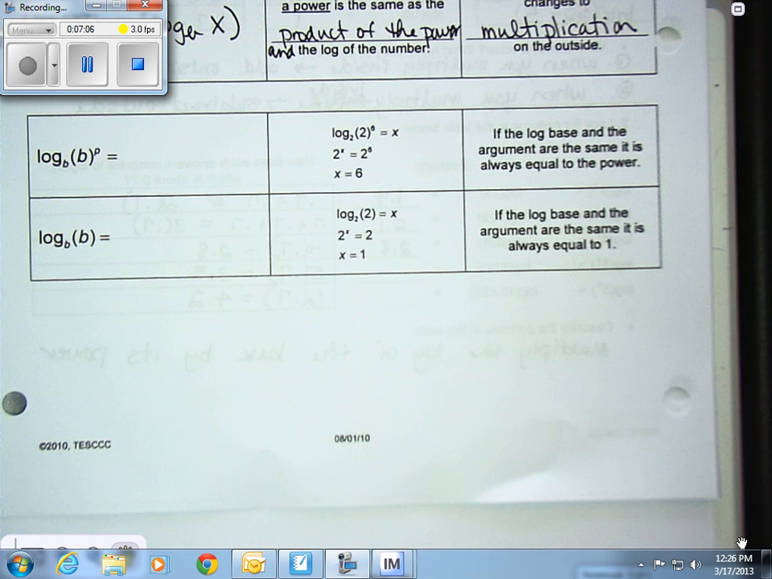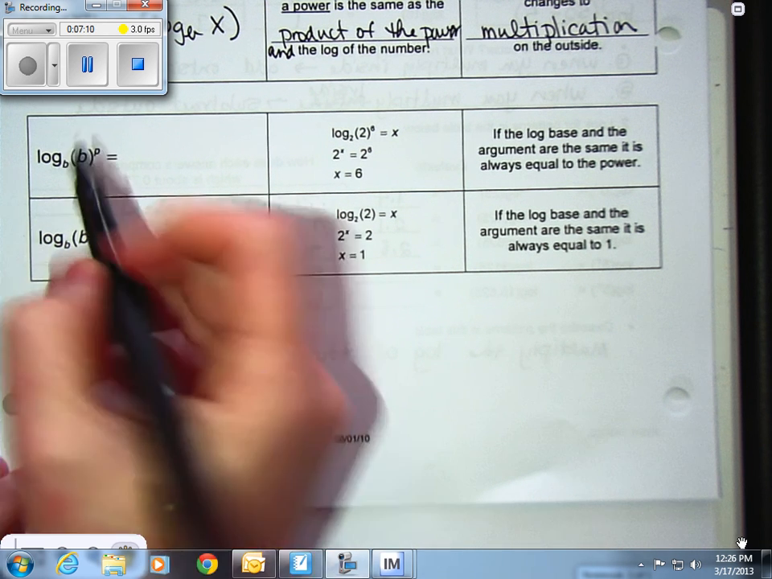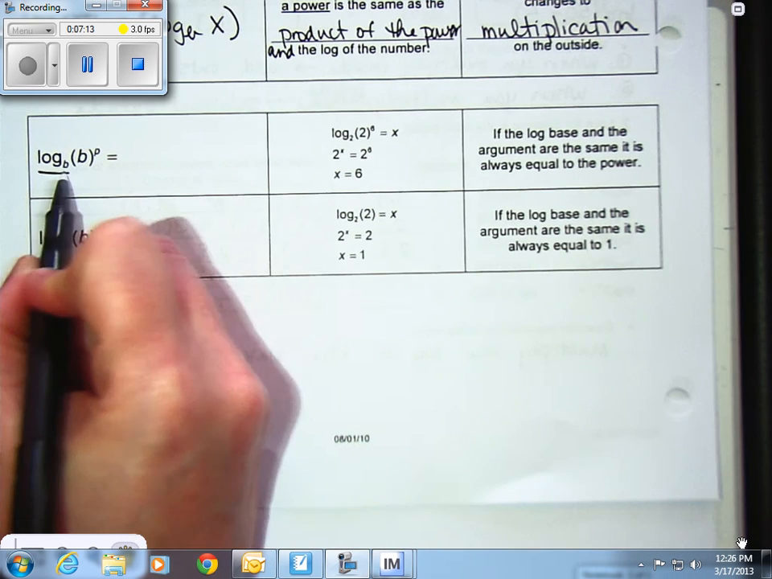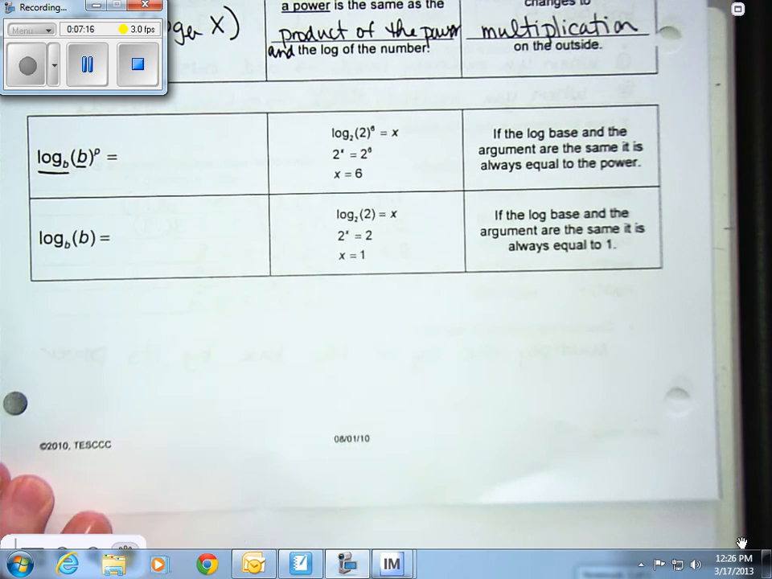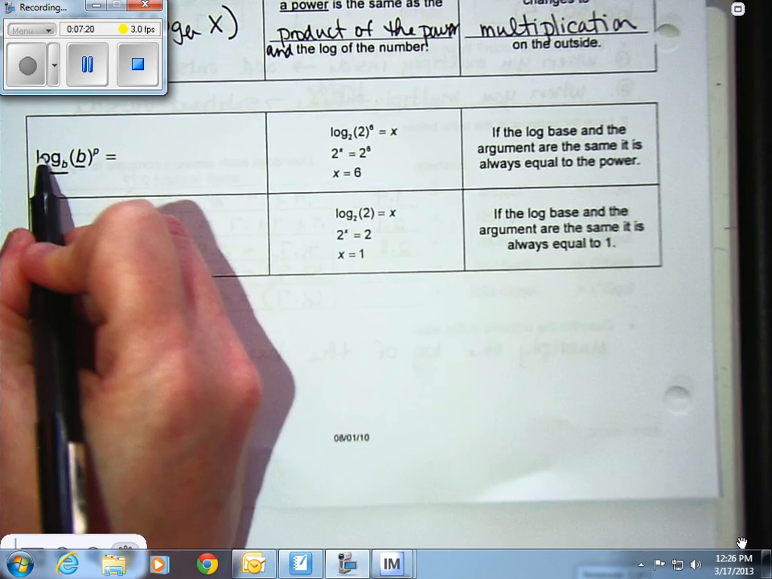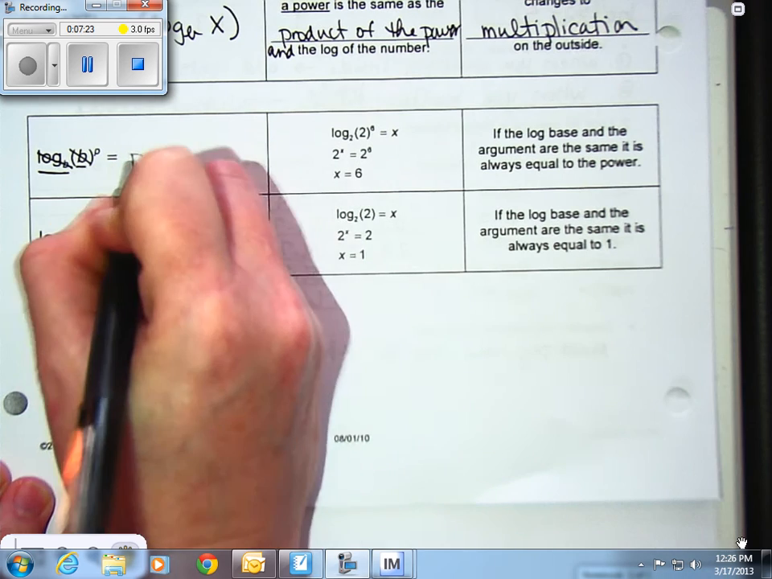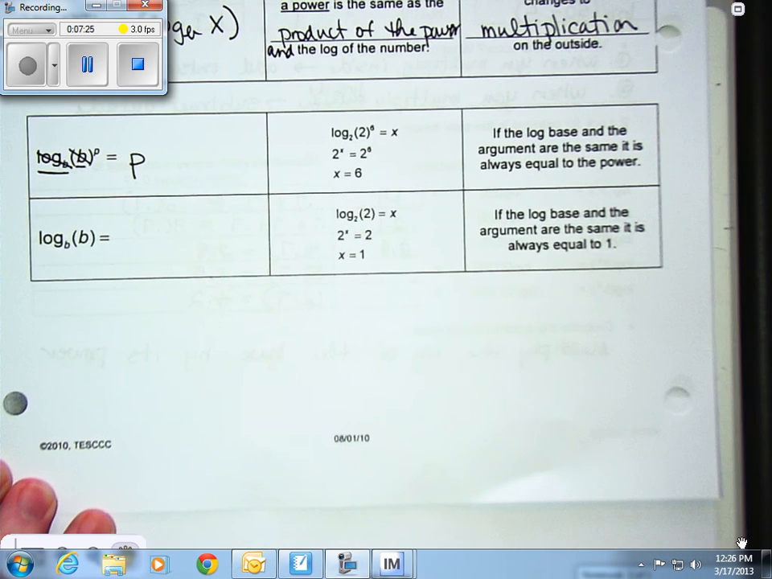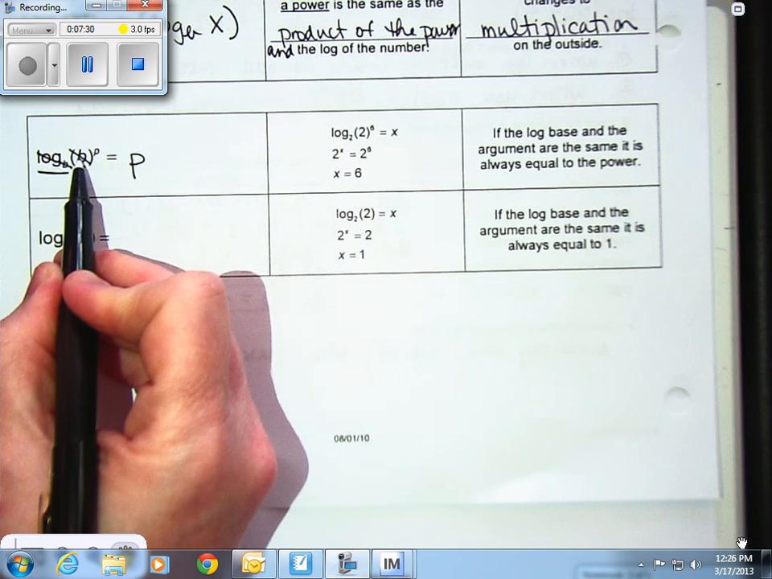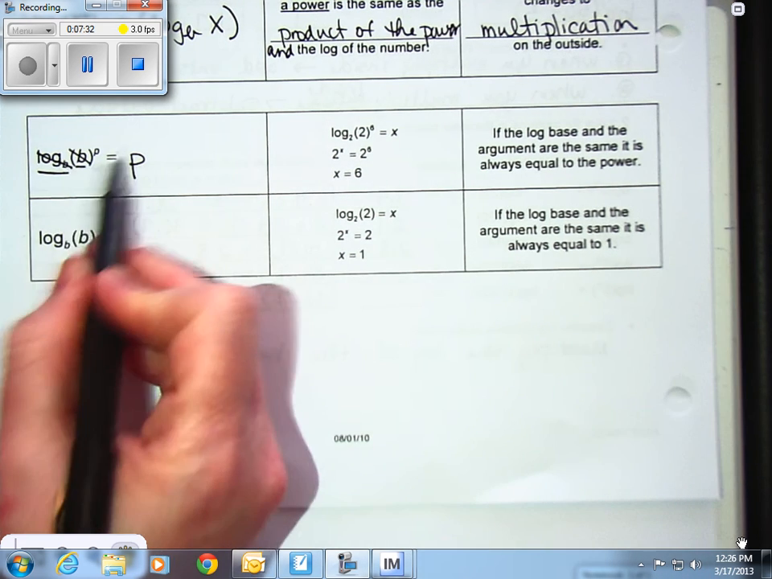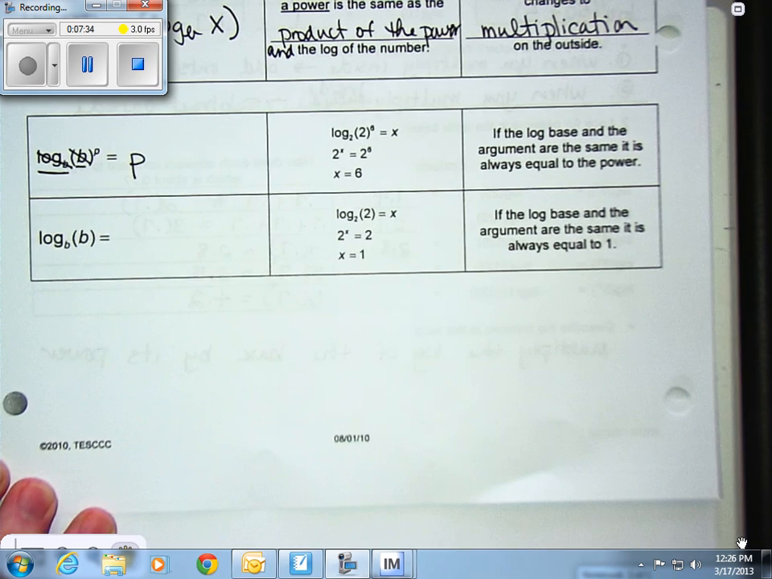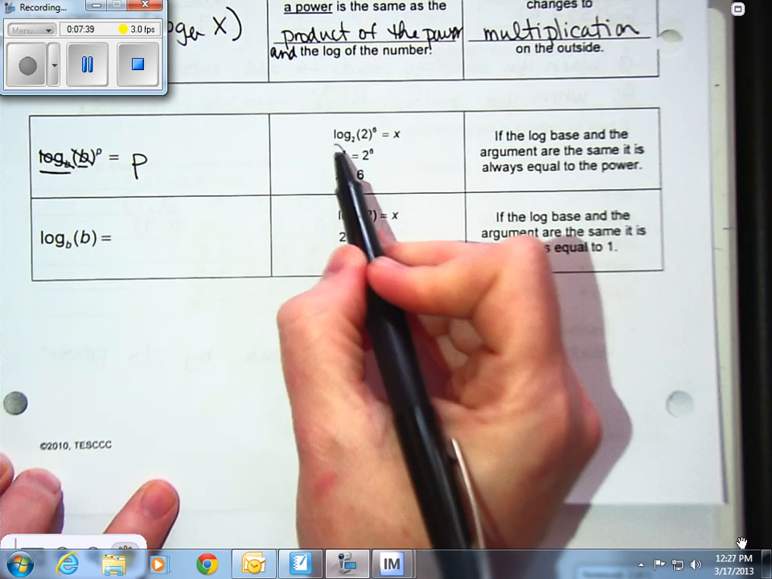Now we have a couple of smaller properties down here that we would also benefit by knowing. These are what we call inverse properties. If the base of the logarithm is the same as the base of the exponent, they basically undo each other. Log base b cancels out base b and leaves us with p. So if the base of the log is the same as the base of the exponent in your argument, which is what we call the number inside the logarithm parentheses, you just cancel and get the power. So here we have log base 2 of 2 to the 6.